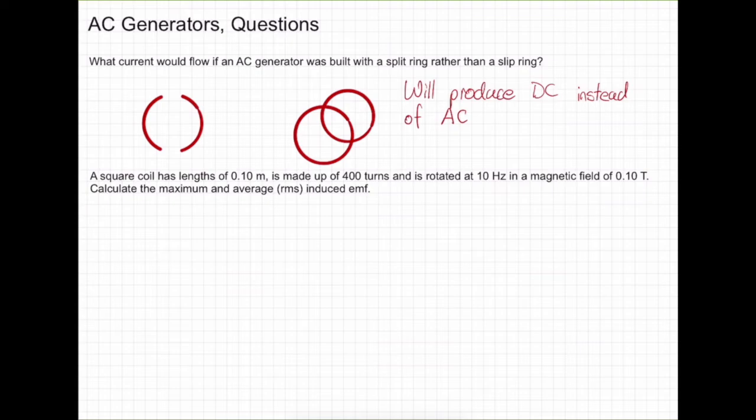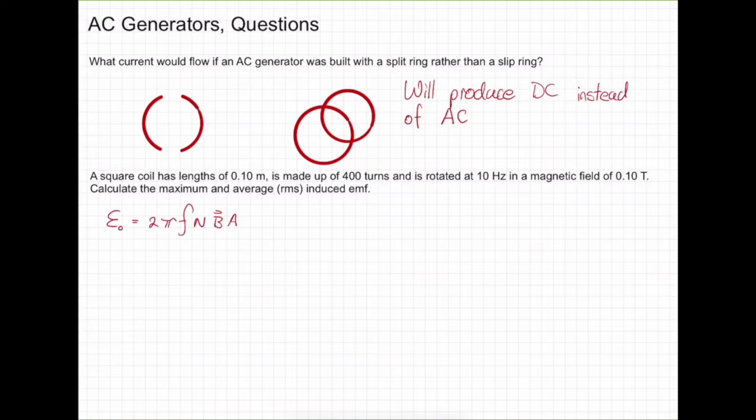Our next question: a square coil has sides of length 0.10 meters, is made up of 400 turns, and is rotated at 10 Hz in a magnetic field of 0.1 Tesla. Calculate the maximum and the average, the root mean squared, induced EMF. Well, we want to calculate our maximum, so our formula for that is that our maximum EMF is equal to 2 pi, the frequency, times the number of coils, times the magnetic field, times the area.